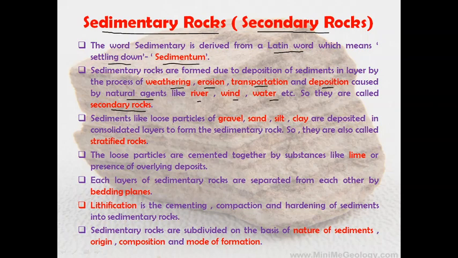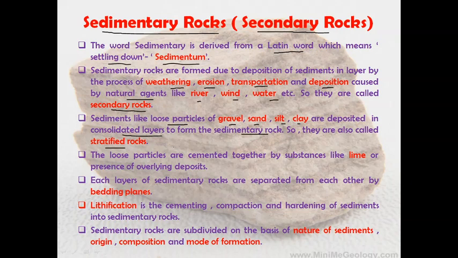Sediments like loose particles of gravel, sand, silt and clay are deposited in consolidated layers to form the sedimentary rock. So they are also called stratified rock because the sediment gets deposited in different layers. Opposite to igneous rock, where we do not have any kind of layer, sedimentary rock has layers. For that we call it stratified rock.